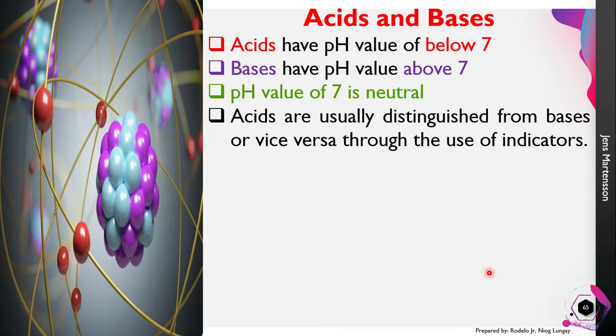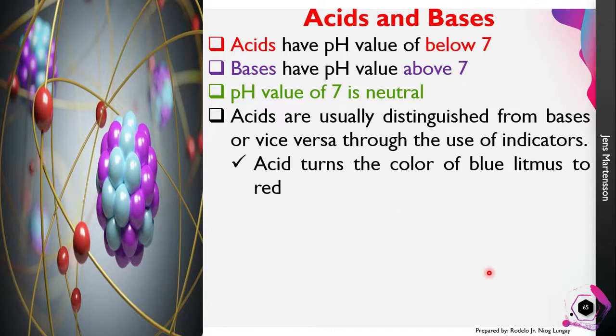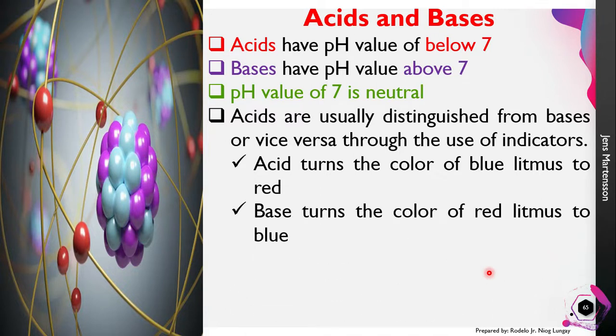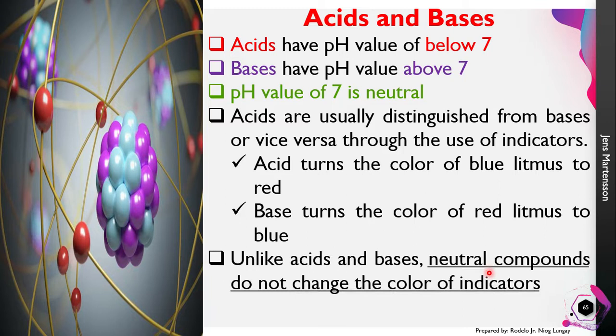Acids are usually distinguished from bases, or vice versa, through the use of indicators. For example, an indicator is litmus paper. If we put blue litmus paper in an acid, the blue litmus paper will turn into red. If we put red litmus paper in a base, it will turn into blue. So those are indicators, how we identify acids and bases using litmus paper. Unlike acids and bases, neutral compounds do not change the color of indicators, so there is no change in the color of the litmus paper.